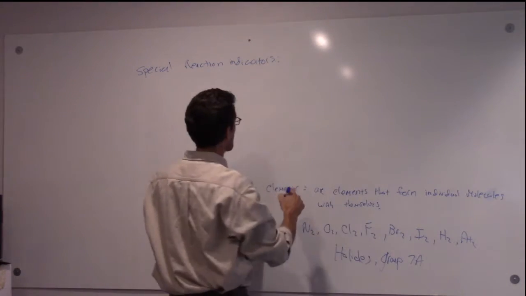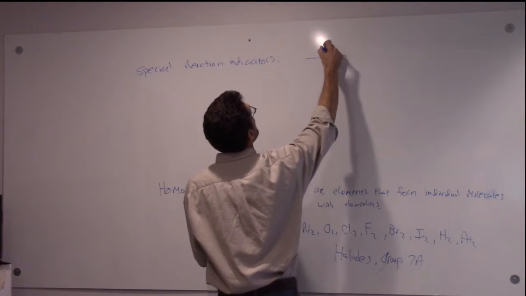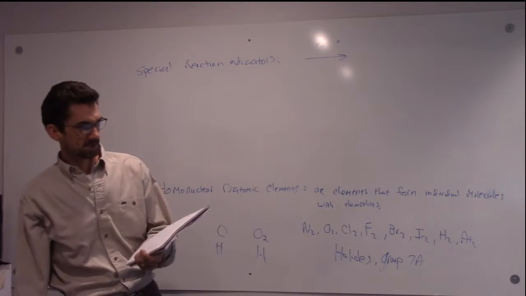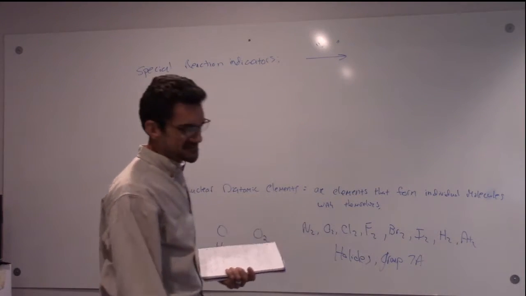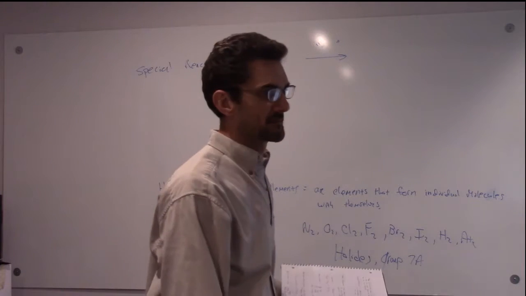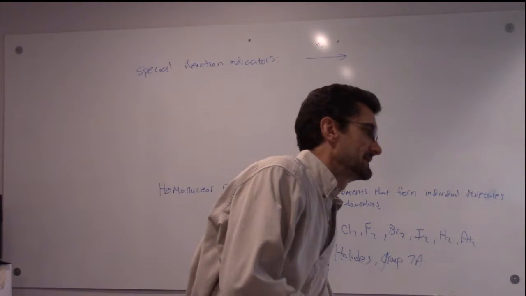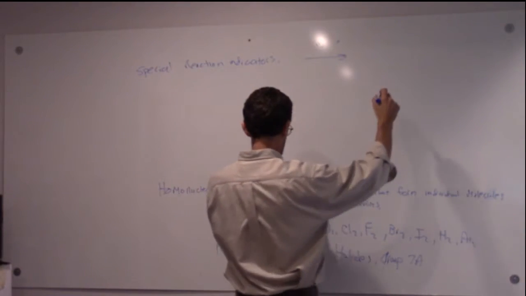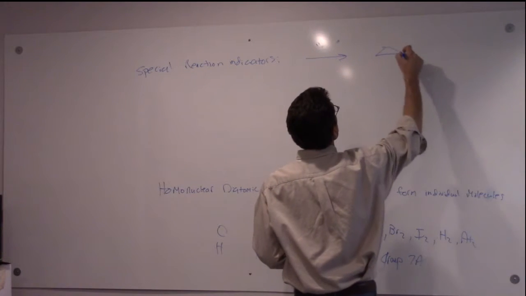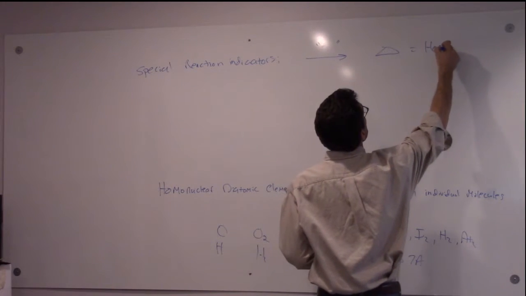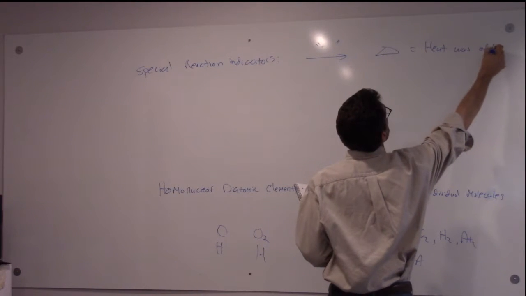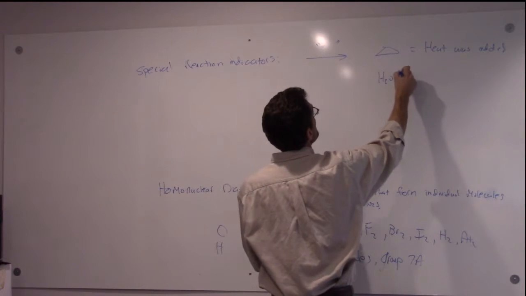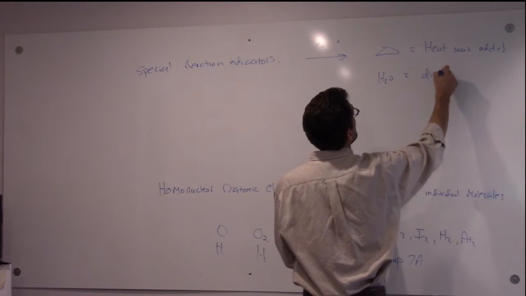All right, and the special reaction indicators will always show up above this magic arrow. Most of the time, no one really cares about what special reactions happen. They just roll with it. But just in case you may see it, I want to give them to you. You can see this triangle, which means heat was added. Or you may see H2O, which means it was dissolved in water.